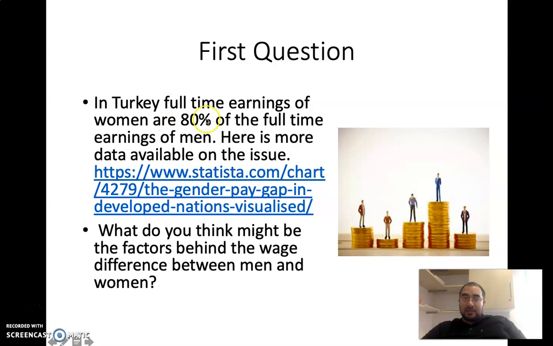So why this is 80% is a question you might ask, and you might also look at the labor force participation rate of women and men in Turkey, which is interesting. That data is actually very interesting. Actually, 80% is not that bad, but that ratio is not that good. But let's continue.